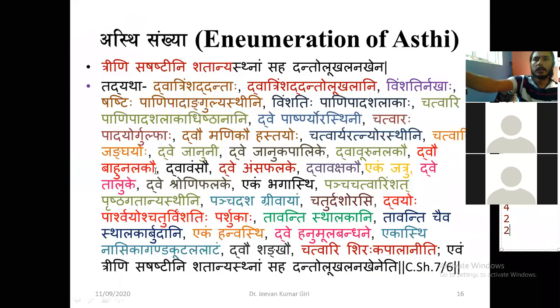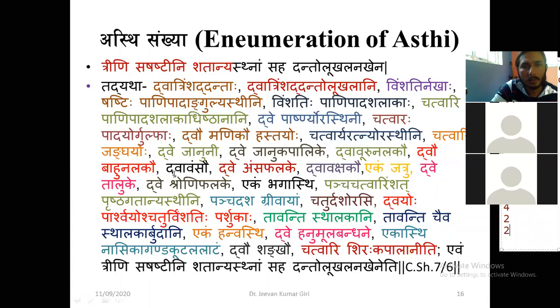Now next is the Dvava Bahu Nalako. Just write Bahu Nalaka 2. Bahu Nalaka means this bone, the bone in the arm region, one in each side. So 2. Then Dvava Uru Nalako, that is the bone of the thigh, 2, one in each. So for Bahu Nalaka, just write 2.